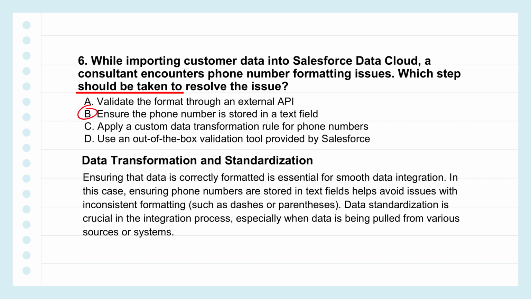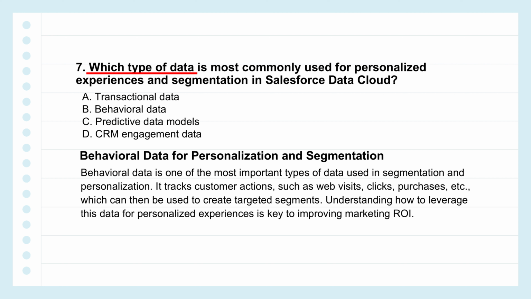All right. Question 7 gets to the heart of creating those personalized experiences that everyone's talking about. What type of data is most commonly used for personalized experiences and effective segmentation in Data Cloud? The answer is behavioral data. So not just who they are, but what they actually do. Exactly. Website visits, clicks, purchases, all those digital breadcrumbs tell you so much about their interests and intentions. Demographics tell you who they are, transactions tell you what they've bought, but behavior really gives you that insight into their journey. Exactly. And that's the fuel that powers effective personalization and segmentation.